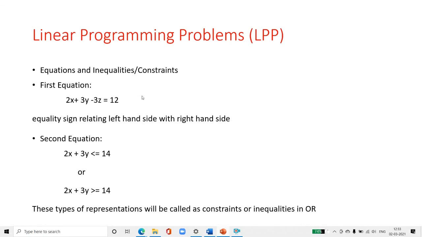Also we discussed that there are two equations. The first equation is called an equality constraint, that is, an equality sign relates the left hand side and the right hand side. So this is an equality equation. But in the second equation, we have 2x plus 3y is less than or equal to 14, or 2x plus 3y is greater than or equal to 14. This type of representation is called an inequality constraint. This type of equation we can solve by using operational research.